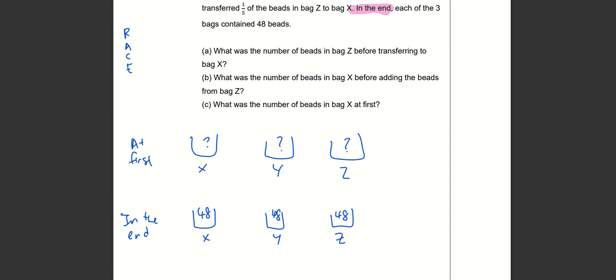So when I look at the information, at the start, there's a lot of things going on, a lot of changes, a lot of things transferring. But at the very last part, in the end, the information is quite clearly stated: each of the 3 bags contains 48 beads. So I have the last bit of information in the end. This shows that I can actually work backwards to get what's happening before. You know what I'm talking about?